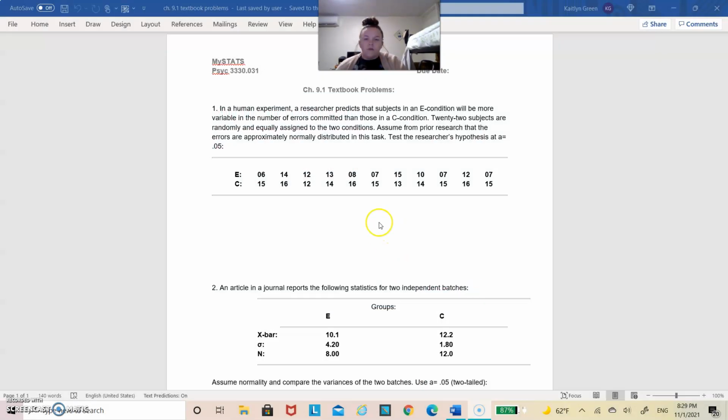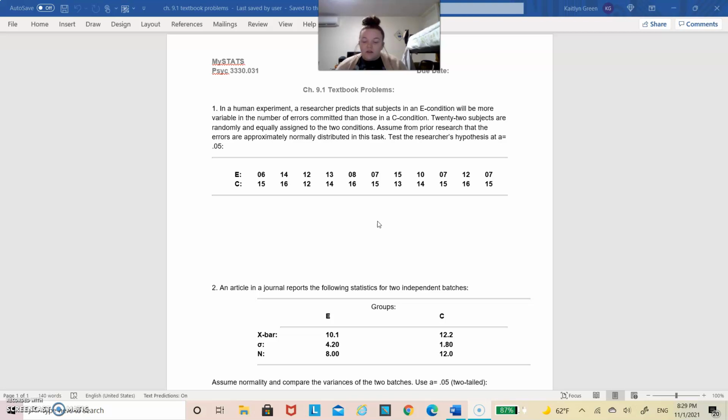How weird. Sorry about that. We will have sigma E squared is not equal to sigma C squared for the alternative hypothesis. We know that alpha equals 0.05, so now we have to go and find the F-max value so we can use it for our F calculated variable.